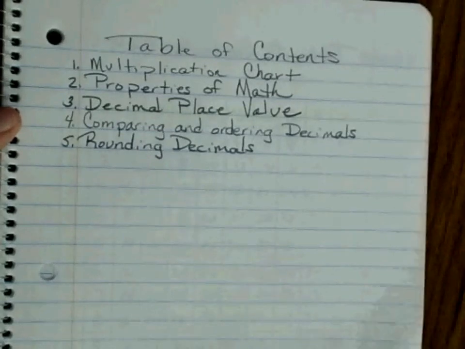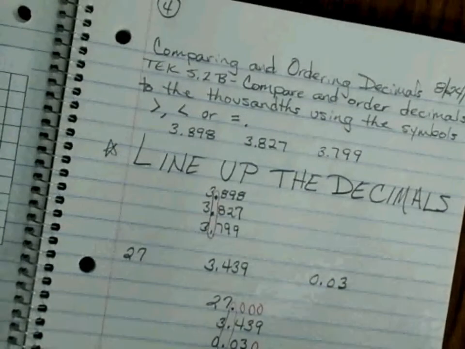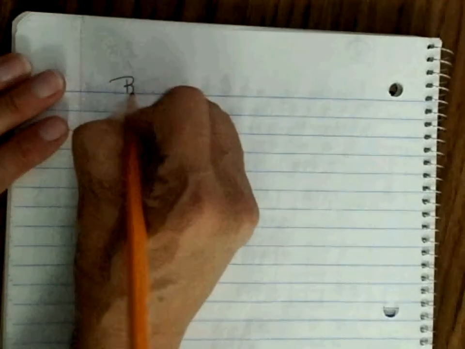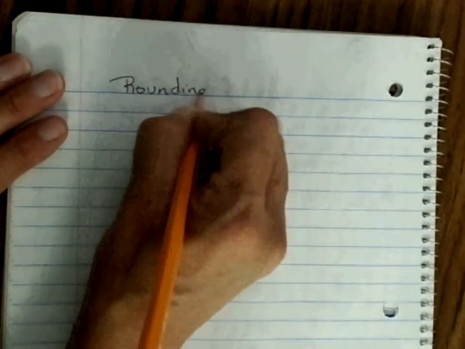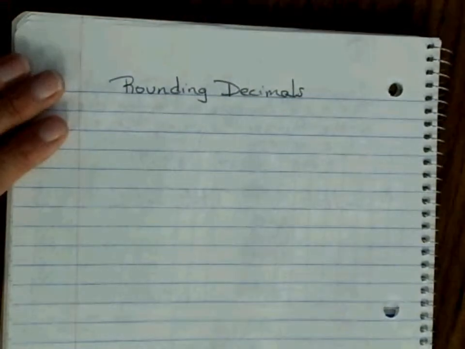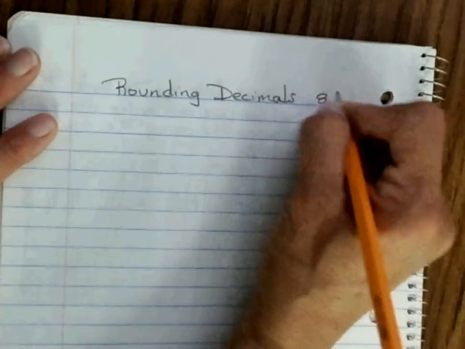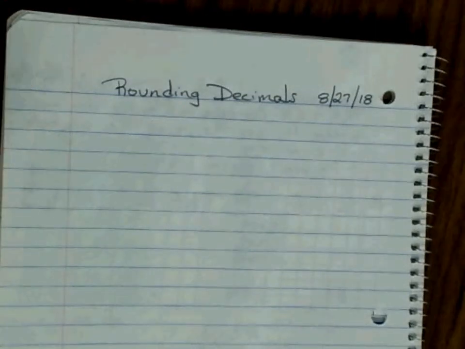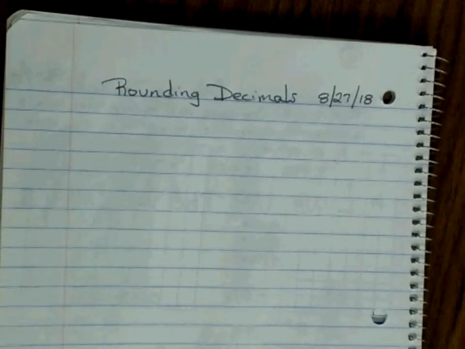Okay, and so we're going to go to our next available page, and we'll title it Rounding Decimals. And today's date is August the 27th, 2018. Okay.